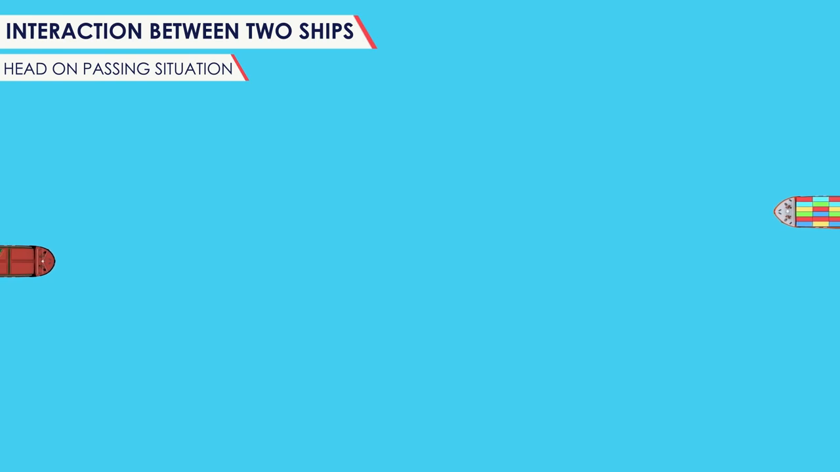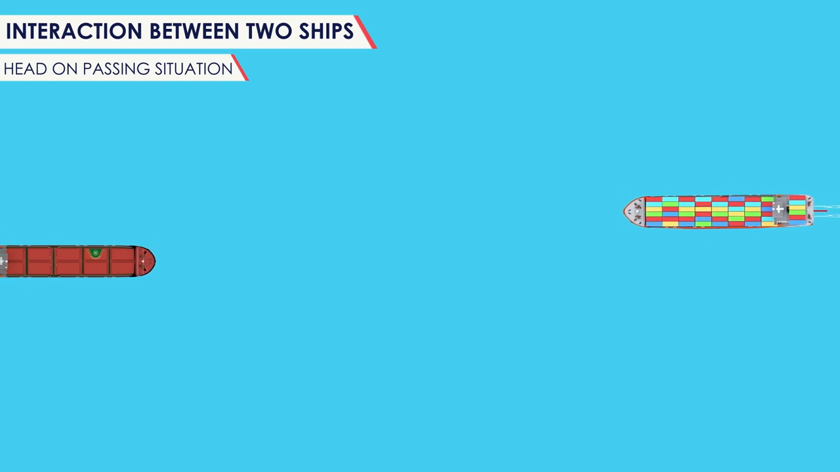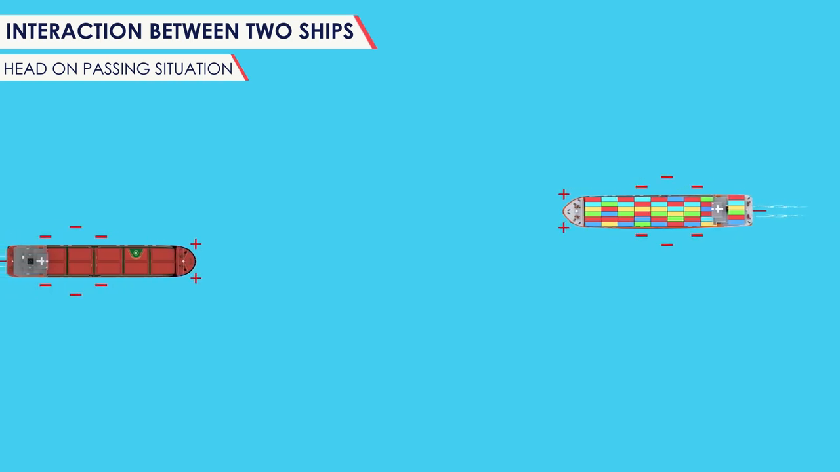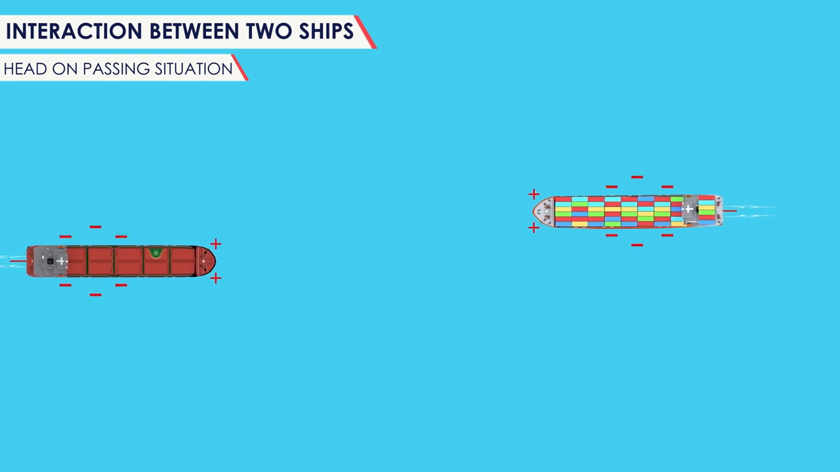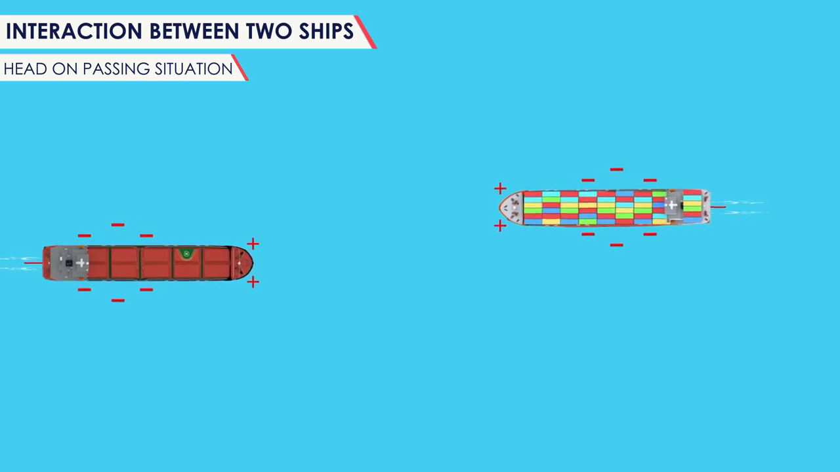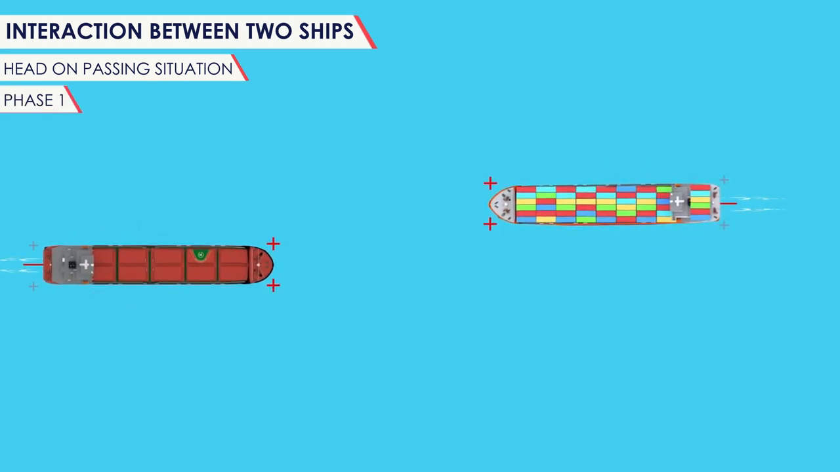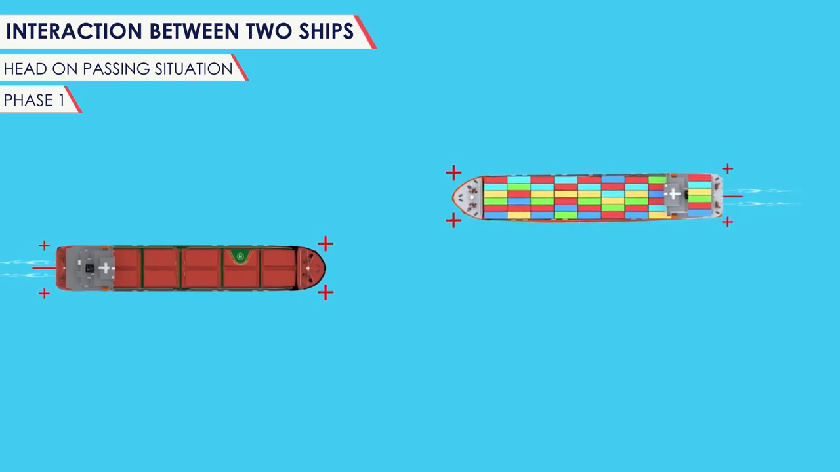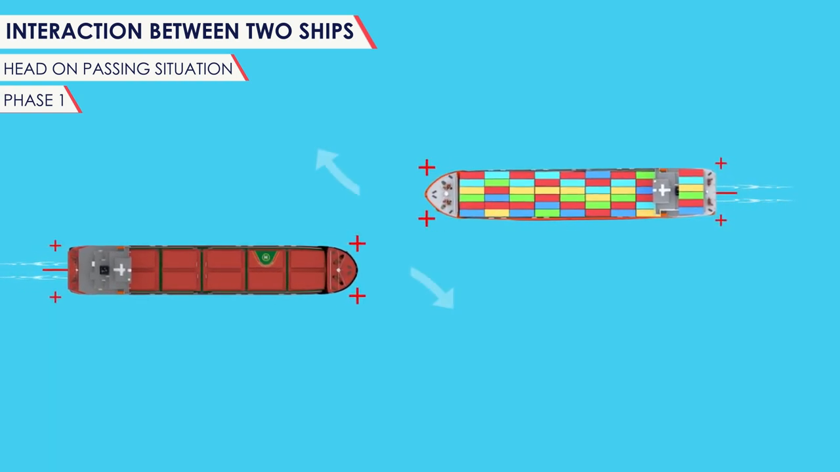Let's now have a look at the interaction between two vessels in a head-on passing situation. This situation can be split into four distinct phases. As a ship moves forward of the pivot point, a positive pressure area builds up. However, after the pivot point, a low pressure area builds up.